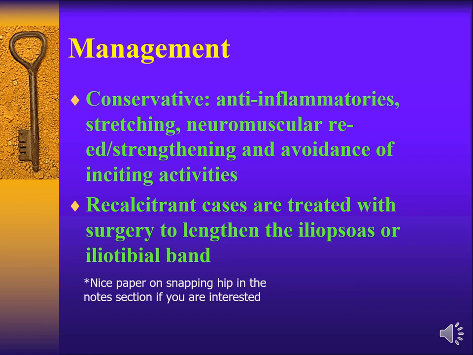And if we're dealing with individuals who are not getting better with conservative rehab, the snapping continues, it continues to be painful, it continues to limit their function, and we're really not able to make a tangible change in their condition, they may need to go on to surgery, specifically to lengthen some of those structures like the iliopsoas and IT band, to eliminate the snapping and some of the irritation that's occurring around some of those structures.